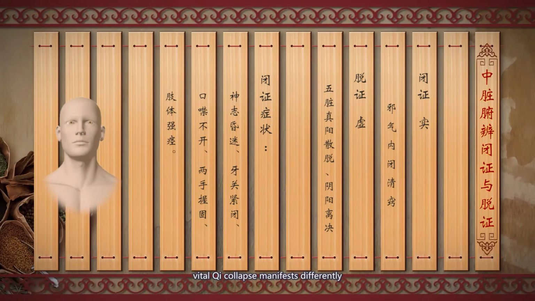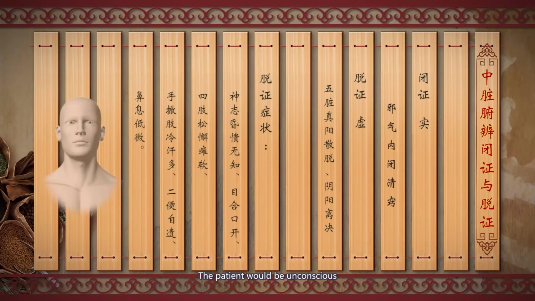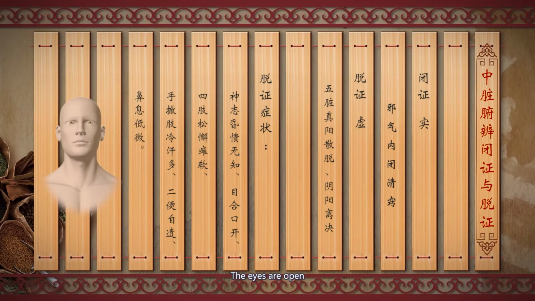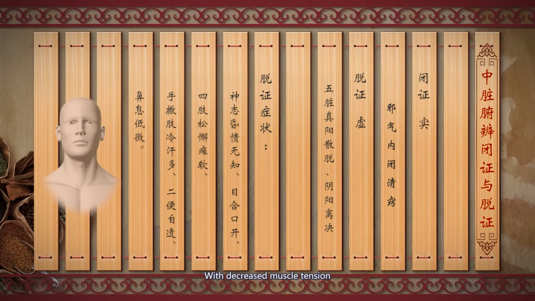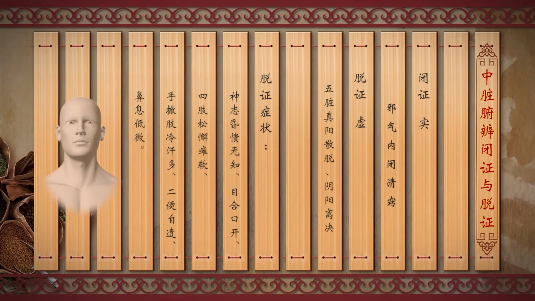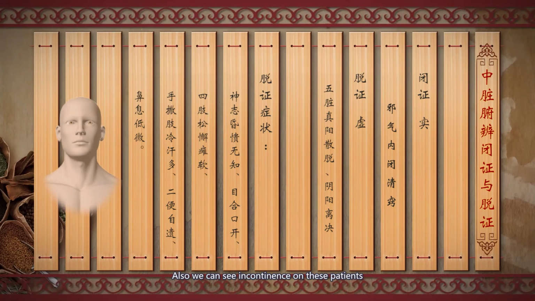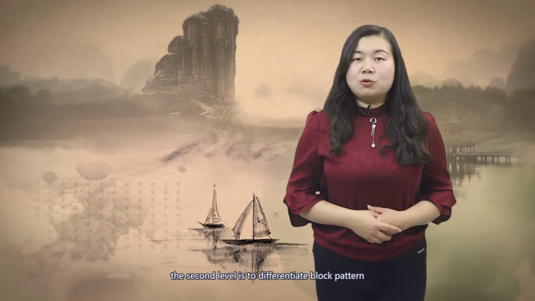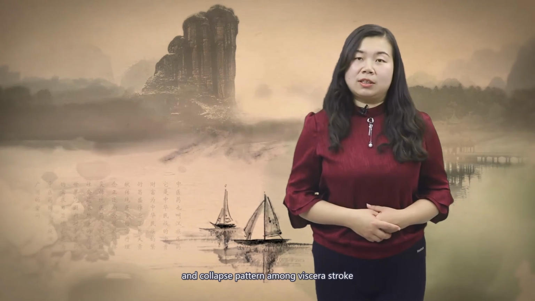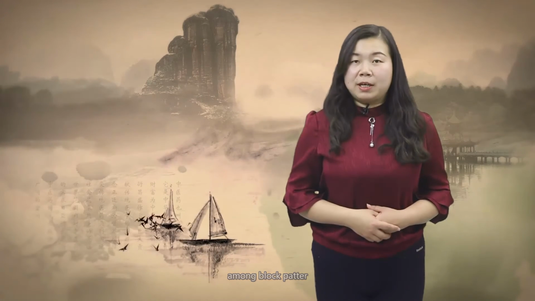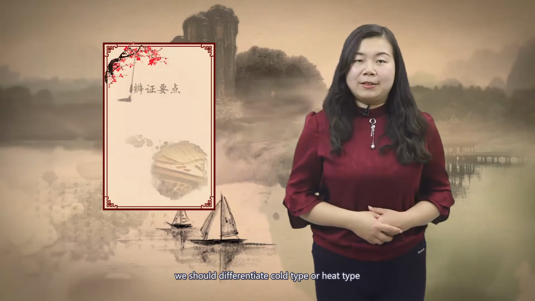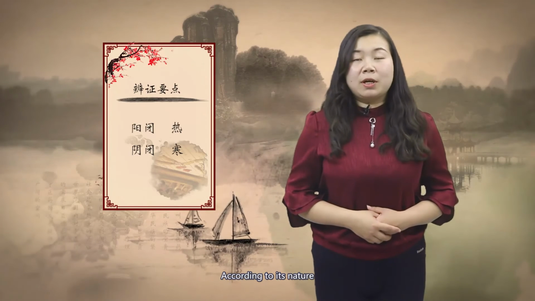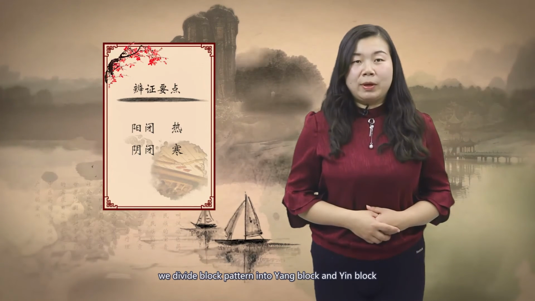On the other hand, vital qi collapse manifests differently. The patient would be unconscious, the eyes are open, so is the mouth, with decreased muscle tension, limbs paralysis. Also, we can see incontinence on these patients. These are all manifestations of vital qi collapse. Thus, the second level is to differentiate block pattern and collapse pattern among visceral stroke. For the third level, among block pattern, we should differentiate cold type or heat type. According to its nature, we divide block pattern into yang block and yin block.